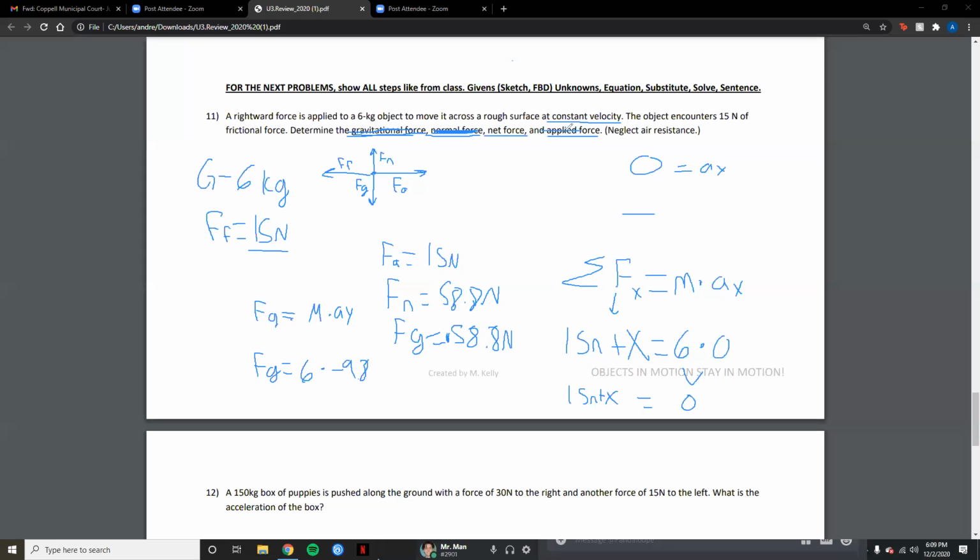Now we got applied force, so we can mark that off. Now we need to find net force. So we need to find the sigma, the sum of f of y. How many newtons is it going up or down? Is it going up or down at all? Is it doing anything? No. Does it go up? Does it go down? No, so it's balanced, right? It's 0 newtons because 58.8 f of g cancels out f of n. They cancel each other out.